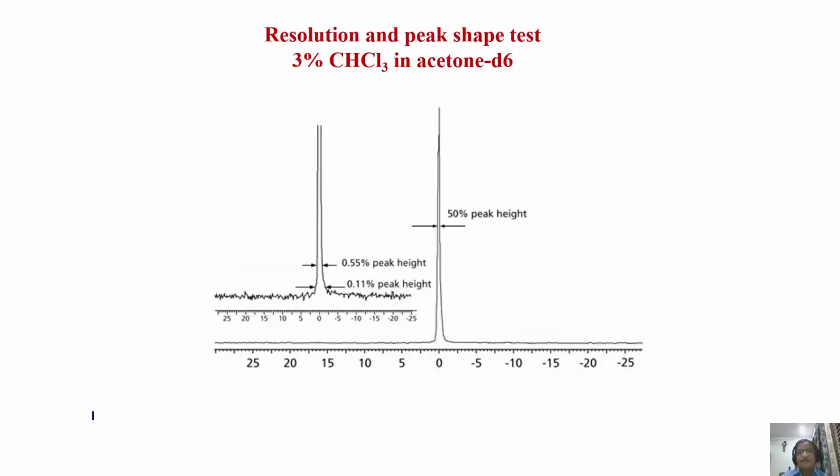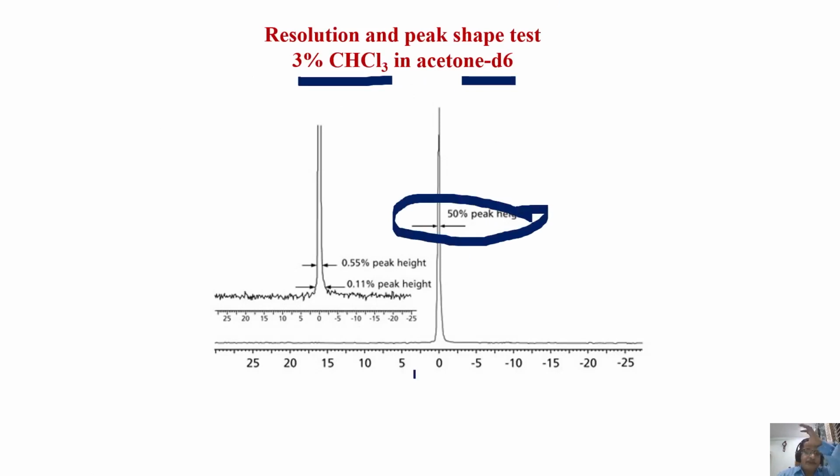Now, this is a real peak. Look at this one. CaCl3, 3% in acetone. This is the peak width at full width at half maximum at 50% of the height of the peak. And enlarge it high at the height of the satellite, 0.55% of the peak height. You must see this. 0.11% of the peak height, you will see this one. Okay.